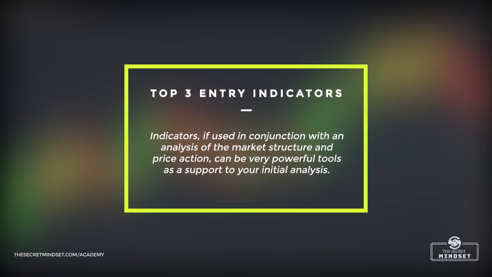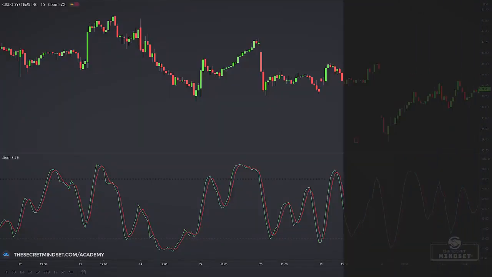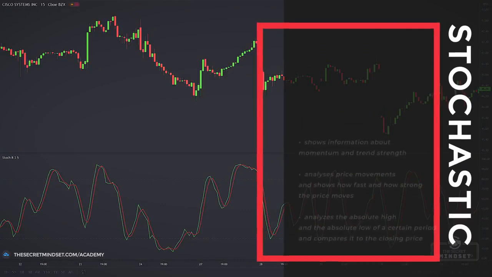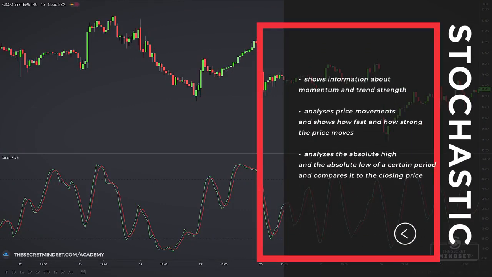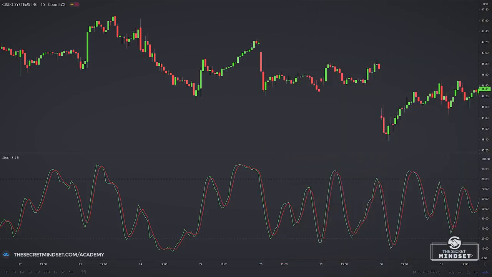So let me share my favorite indicators I use to enter a trade. First indicator is stochastic. The stochastic indicator shows information about momentum and trend strength. The indicator analyzes price movements and tells us how fast and how strong the price moves. Stochastic analyzes a price range over a specific time period, or price candles, taking the absolute high and the absolute low of that period and comparing it to the closing price.